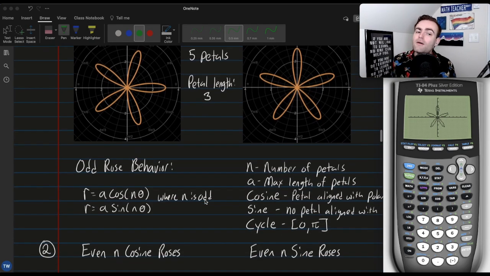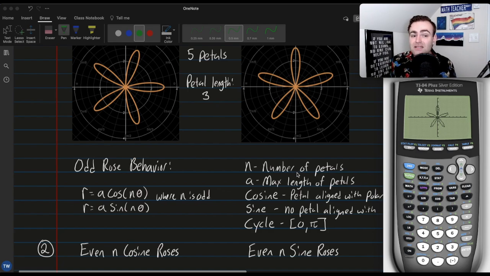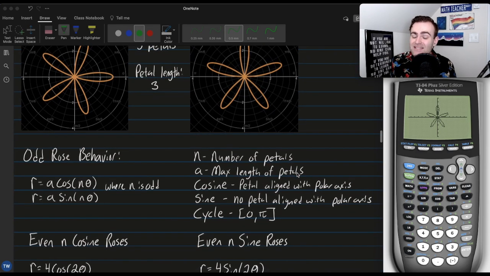What does this mean? For odd behavior specifically, n is the number of petals. A is the max length of the petals. Cosine, remember it starts and is aligned with the polar axis. Sine, it's not aligned with the polar axis. It starts at the pole though. And its cycle is 1 pi, 0 to 1 pi.